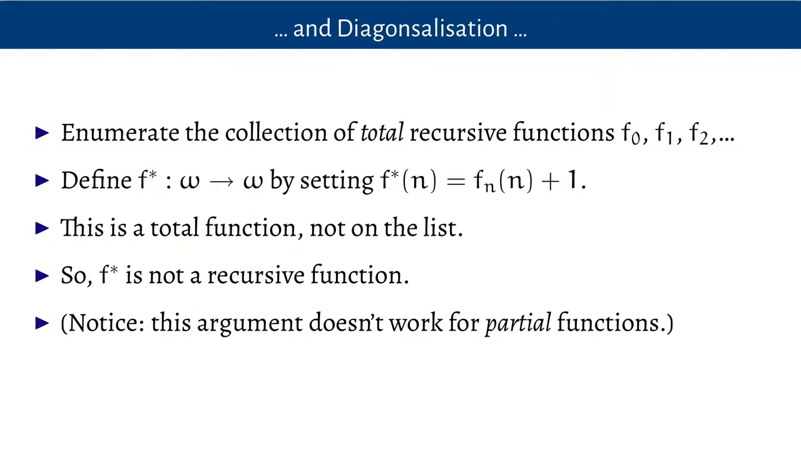And I could define f star by saying that f star of n is now f of n applied to n plus 1. And now we can see why that is not necessarily a function which isn't on the list. Because if f of n happens to be undefined at input n, then this right-hand side here is undefined, the left-hand side is undefined, and an undefined number plus 1 is also undefined. So we've got no reason to think that this diagonal of this function is not also on the list. So this diagonalization only works for diagonalizing out of the collection of total recursive functions to tell us that there's a total non-recursive function.